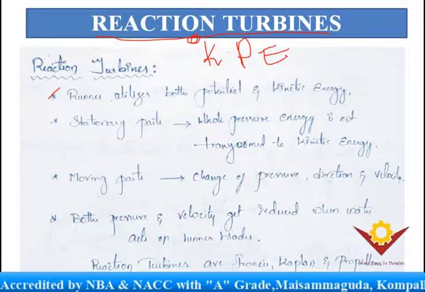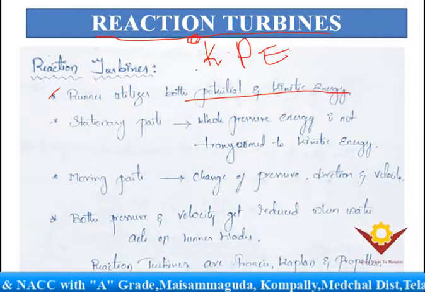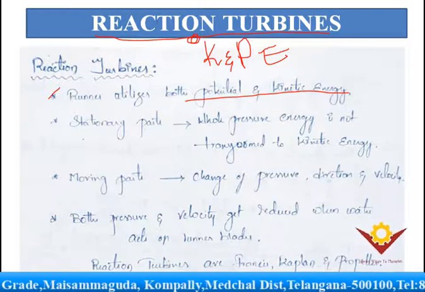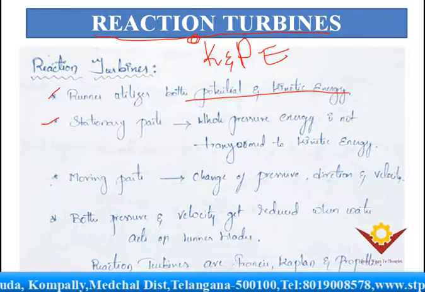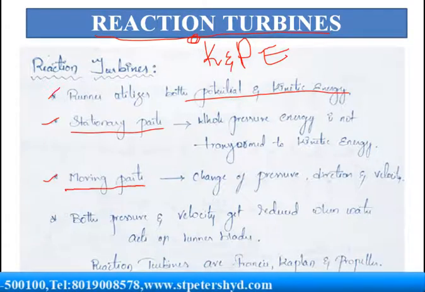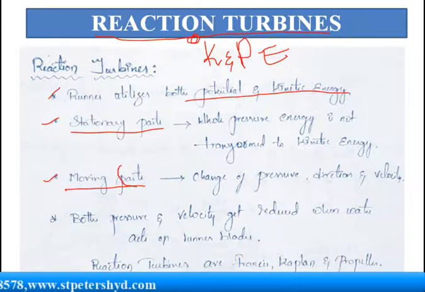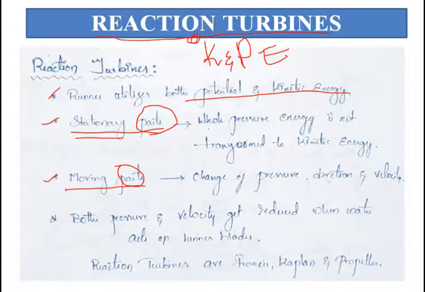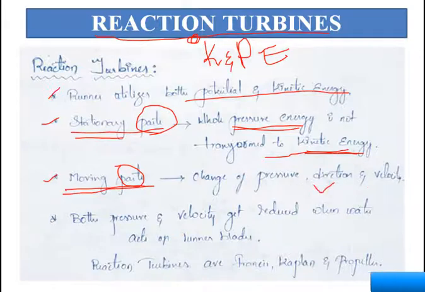Here, the runner utilizes both potential and kinetic energy. And here we have two types of plates, the first one and the second one. The first is the stationary part and the second one is the moving part. These parts are nothing but blades. Now, in the stationary blade, the whole pressure energy is not transferred into kinetic energy. See, here we have two things, the pressure energy and the kinetic energy. In the stationary blade, it won't convert the total pressure energy into kinetic energy. And moreover, in moving blades, change of direction and change of velocity will take place.